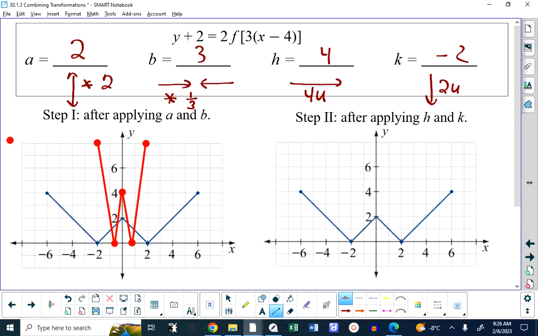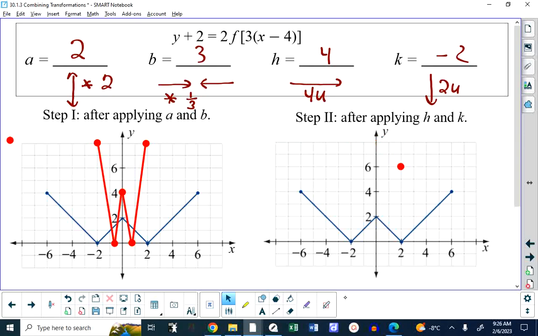But let me show you that you don't have to move every point 4 to the right and 2 down. Well, you do, but there's a shortcut around it. I'm simply going to take this point here, which is kind of the leading point of the W. I'm going to move it to the right 4 and down 2. 1, 2, 3, 4, and down 2.